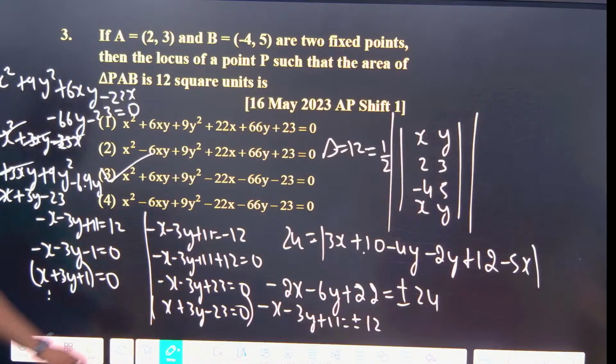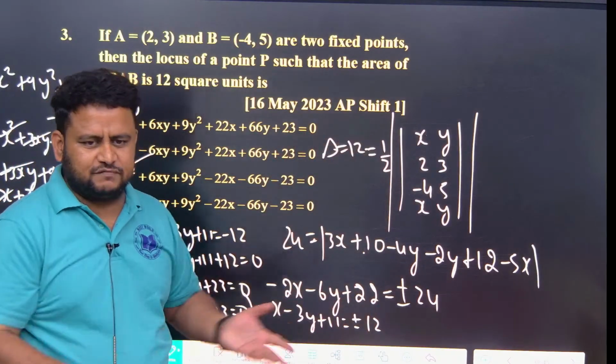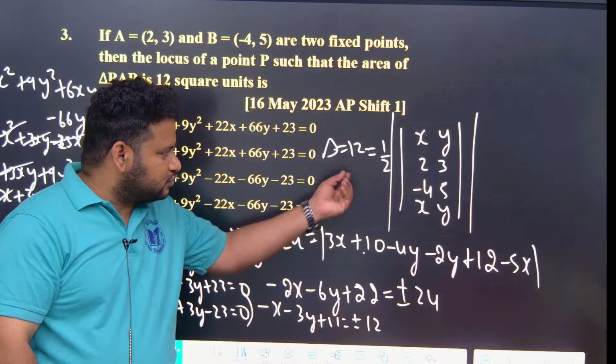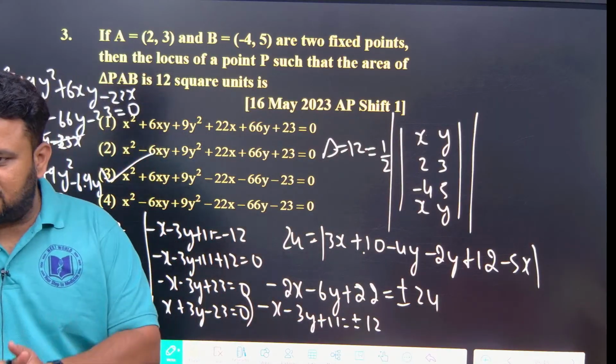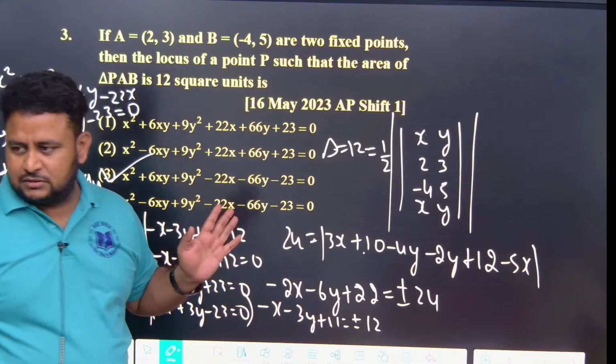Understood how to solve? This one I will do directly. I have written this one for you to understand, that's all. Just do this and multiply both of these. Why do you have to multiply? Once you remove this modulus sign, it will become plus or minus. So you will get two equations. Multiply the two equations and that is the equation of the locus. That's all, very simple.